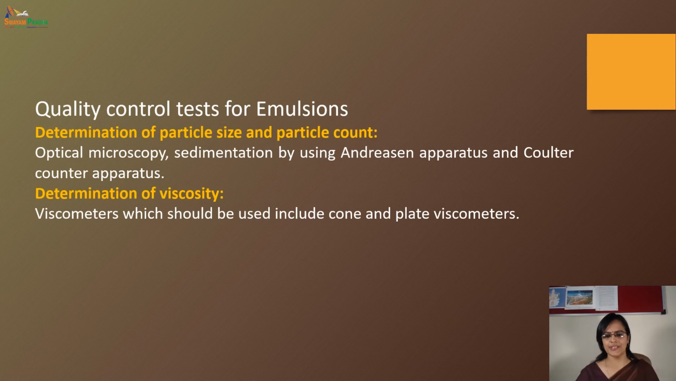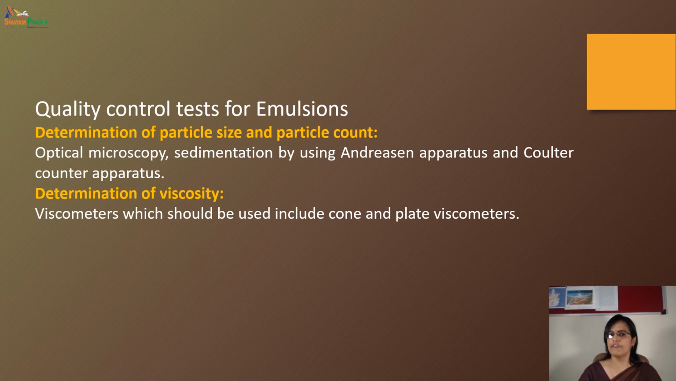So dear students, now moving to the quality control tests for emulsions. Determination of particle size and particle count and viscosity. See how we are going to determine the particle size. A microscopic method is used for this: optical microscopy, sedimentation, and the Andreasen apparatus and Coulter counter apparatus, because emulsions have a very fine particle size. So it is done by microscopic methods.